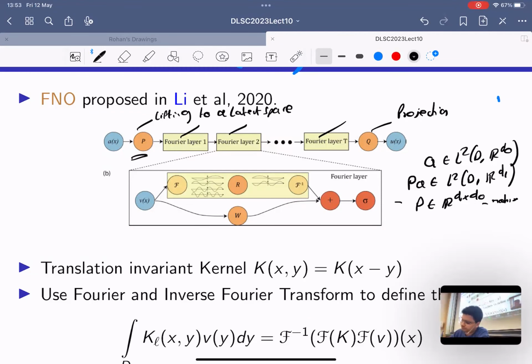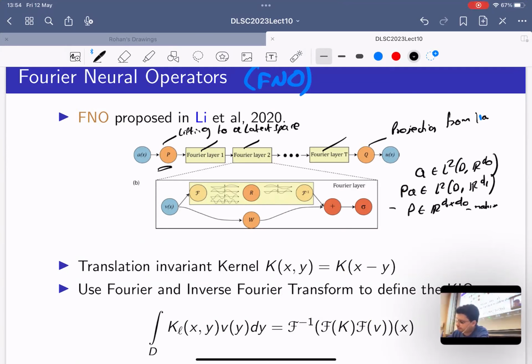Okay, so this is what is called a lifting to latent space. First you lift, but it's the same lifting for every point. It's just a change in feature space. And projection is projection from latent space. So it's the same operation.